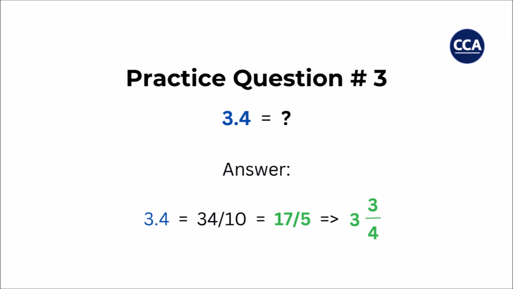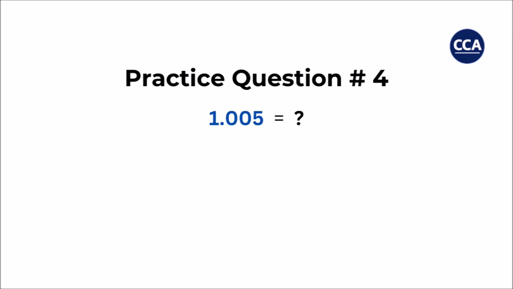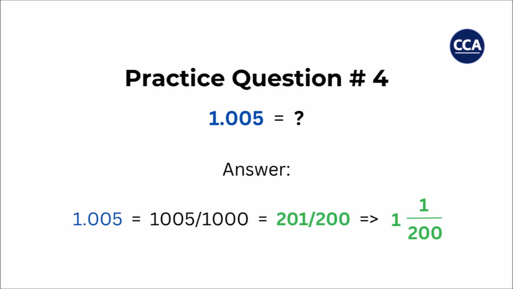And the mixed fraction of it is 3 whole and 3 over 4. Last one, 1.005. Pause the video and try to solve. The simplified answer is 201 over 200. And the mixed fraction of it is 1 whole and 1 over 200.